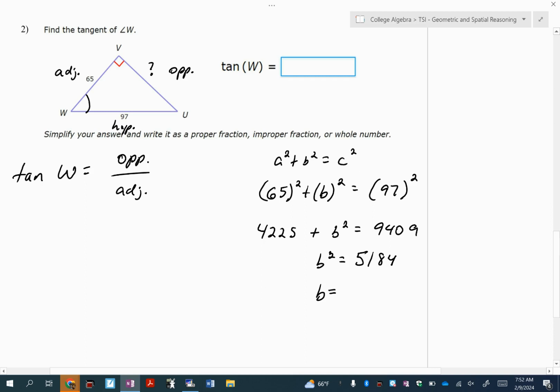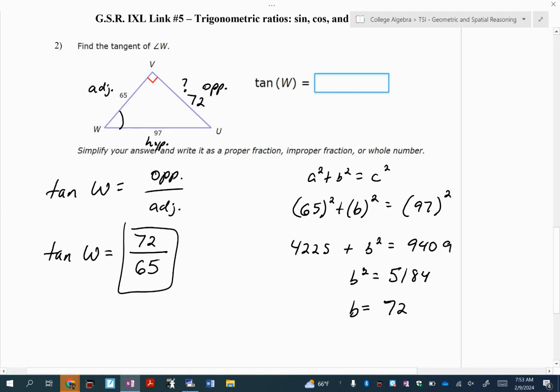I know I'm going fast. The square root of that is 72. So I'm going to put that where it says the opposite side. So now I'm going to write my ratio. The opposite side is 72. The adjacent side, we said, is 65. And if you go to the calculator, let's see if we can reduce that. You cannot. This is the answer. I'm so proud of you.